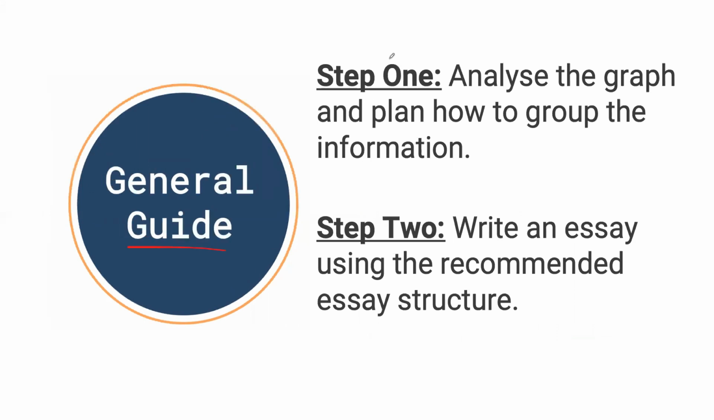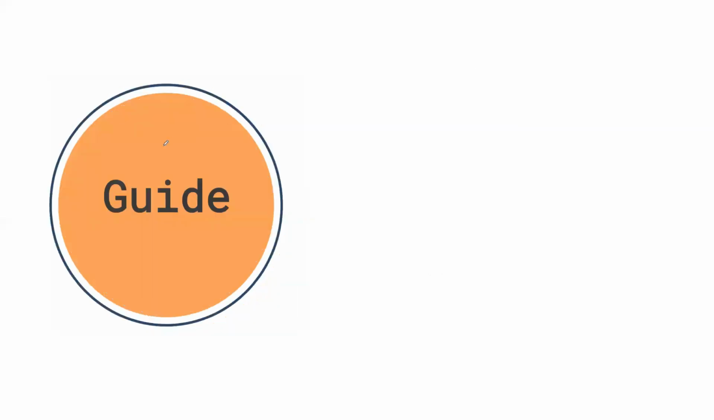But on a basic level, be prepared for step 1, which is analyze the graph and plan how to group the information. So what we just talked about on the previous slide in terms of trends and values, you want to group the information. And then in your second main step, you're going to write an essay using a recommended essay structure that I'll show you in just a bit. So with these 2 steps, this is basically what you should be prepared to do. But step 1 has a guide that is a little bit more in depth.